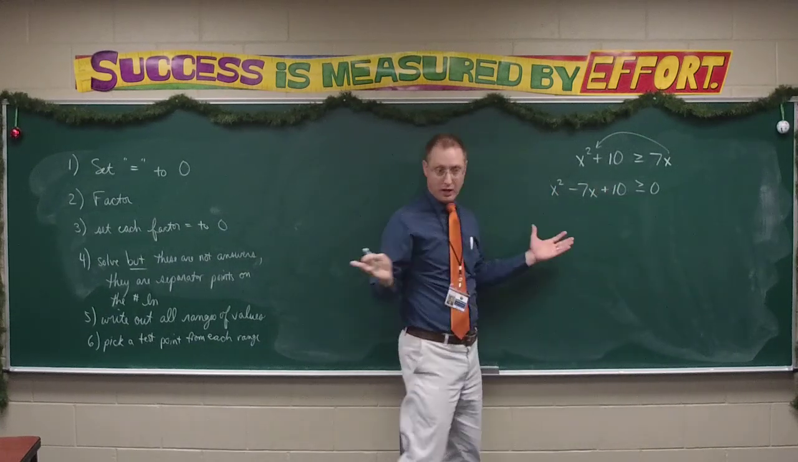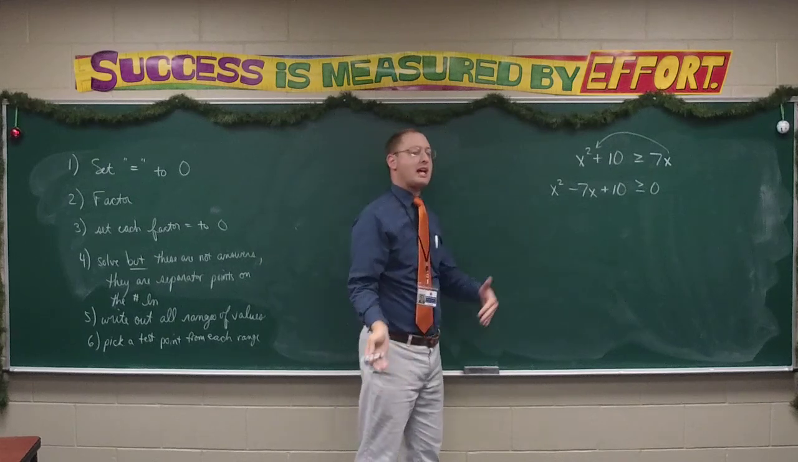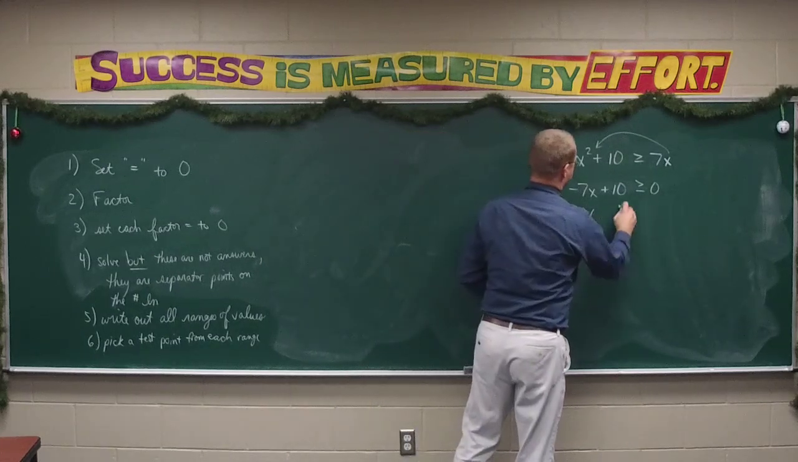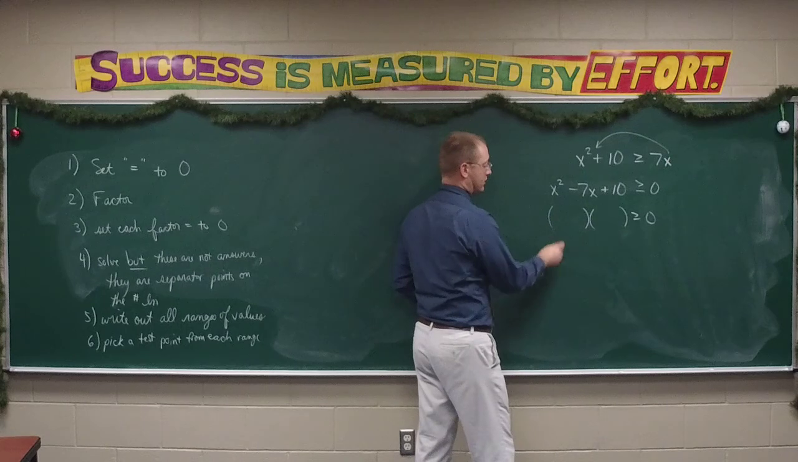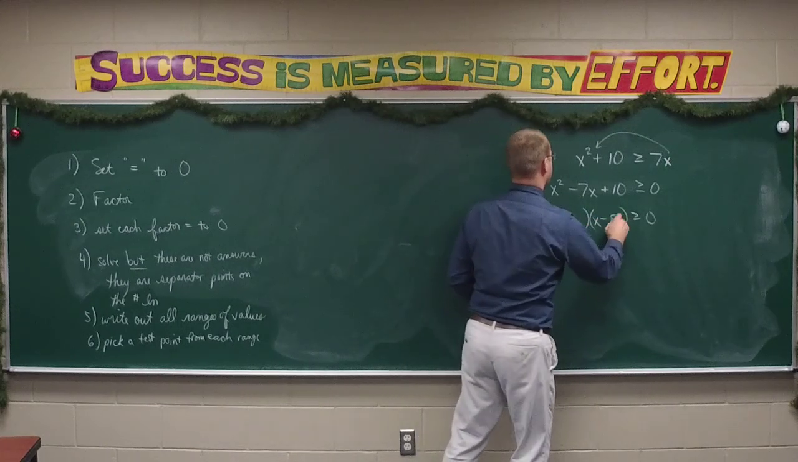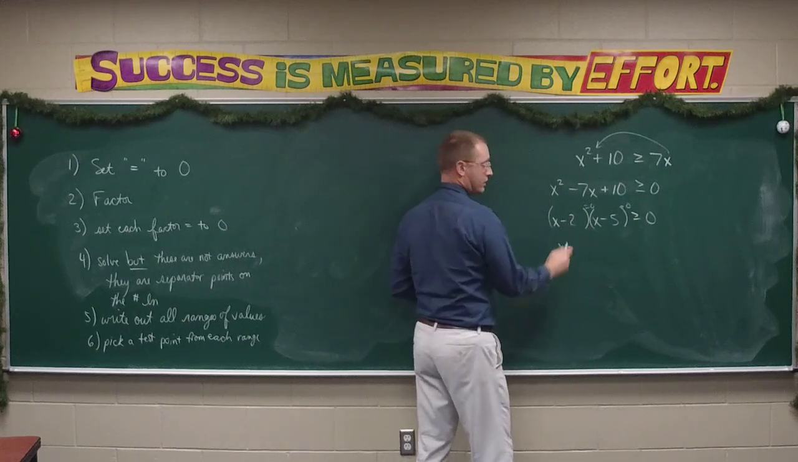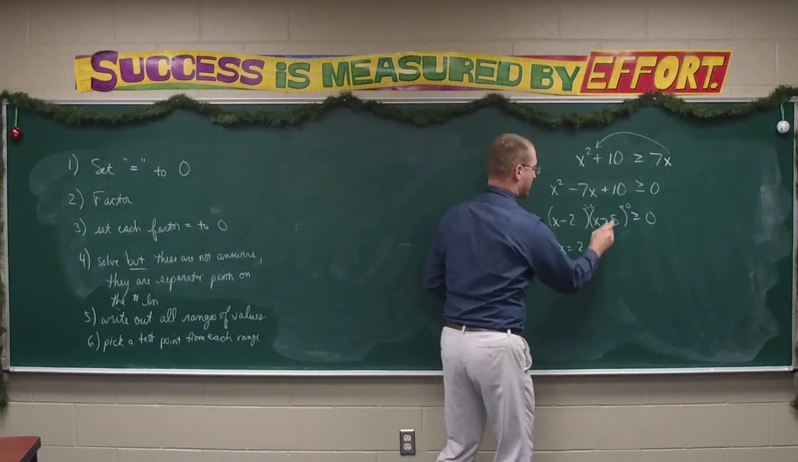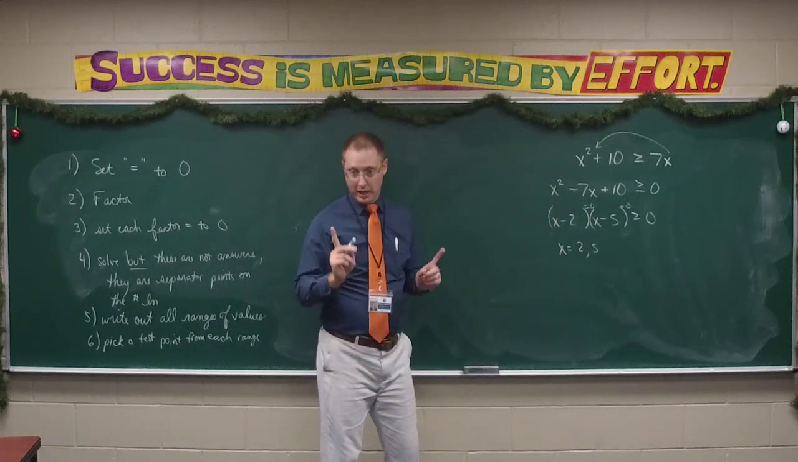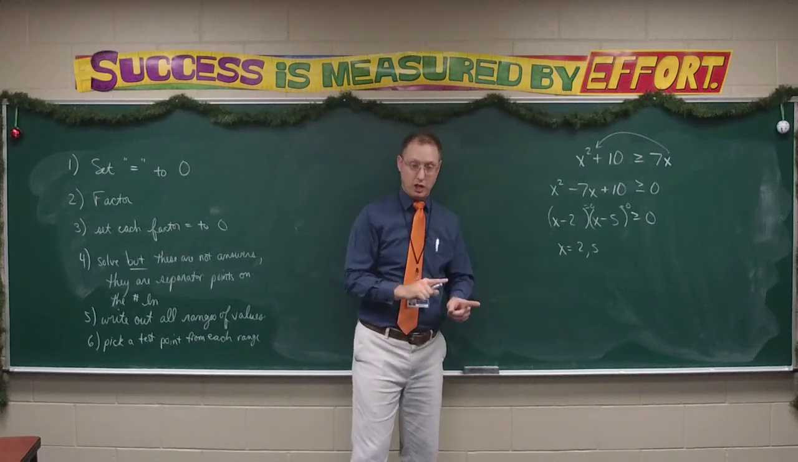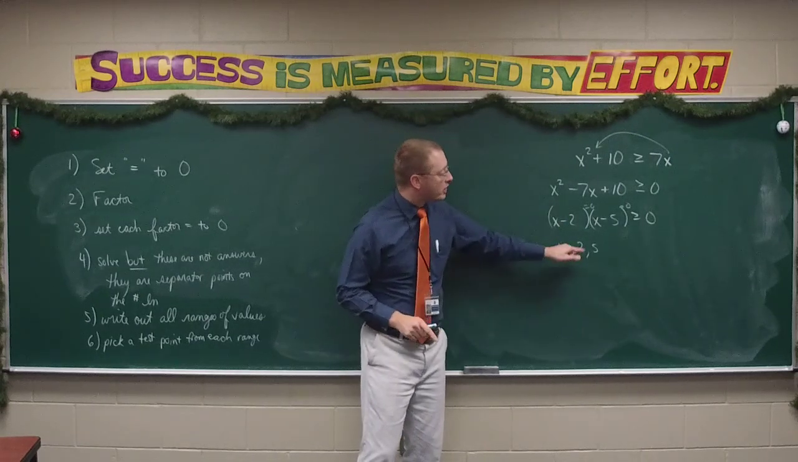All right, should be no questions so far. After we set it to 0, class, we factor. And it should be pretty easy to factor. x minus 2, x minus 5. All right, then we set the factors equal to 0, like we always did, to get x equals 2 and 5. But we're not done. In a quadratic equation, we'd be done. This is an inequality. So these are not my answers, class.